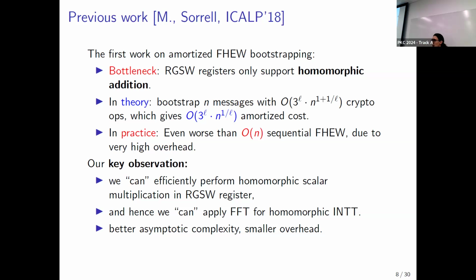So the key observation that we make in our work is that we can actually efficiently perform homomorphic scalar multiplication with the RGSW registers. And because we're able to do these scalar multiplications using automorphisms, we're going to be able to use the FFT algorithm in order to perform the polynomial multiplication. This gives us a better asymptotic complexity and also a smaller overhead.